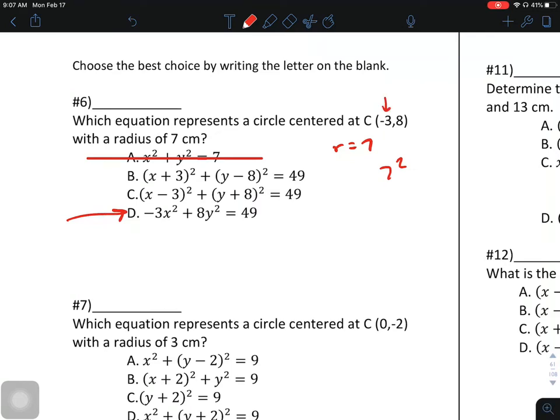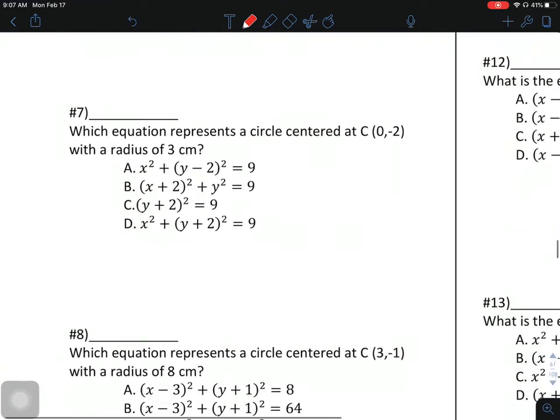Since the x value is negative 3, it would be x minus a negative 3, which is x plus 3. And this would be y minus 8 quantity squared. So that checks out. The answer is B. Done and done.